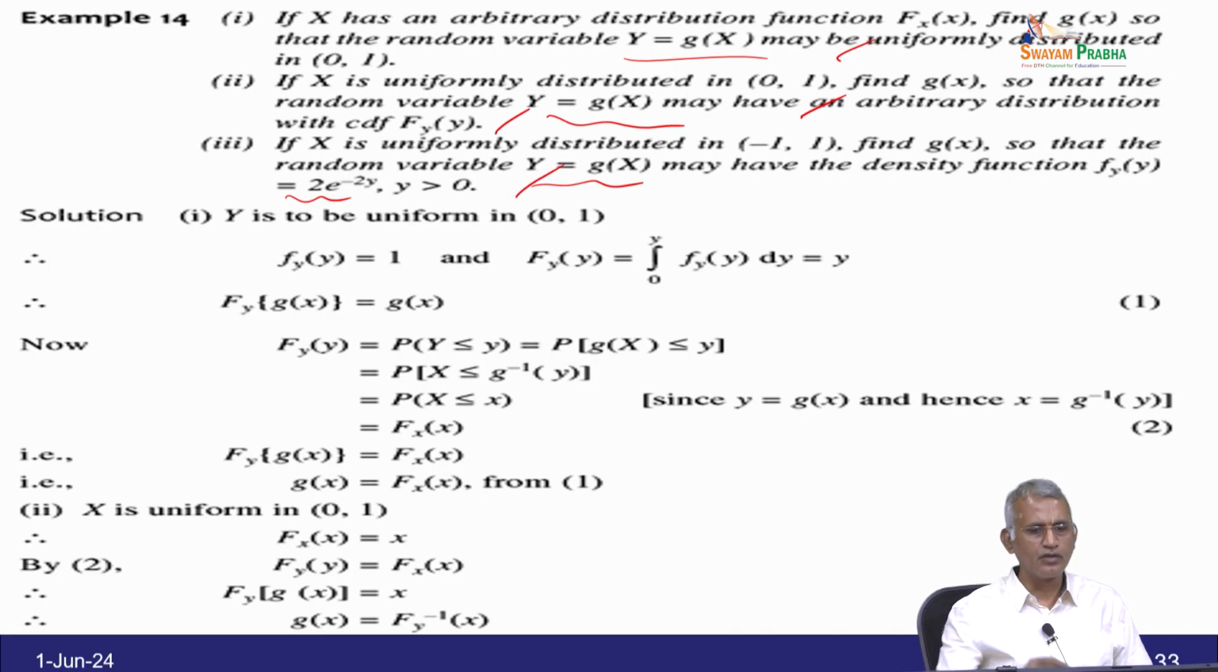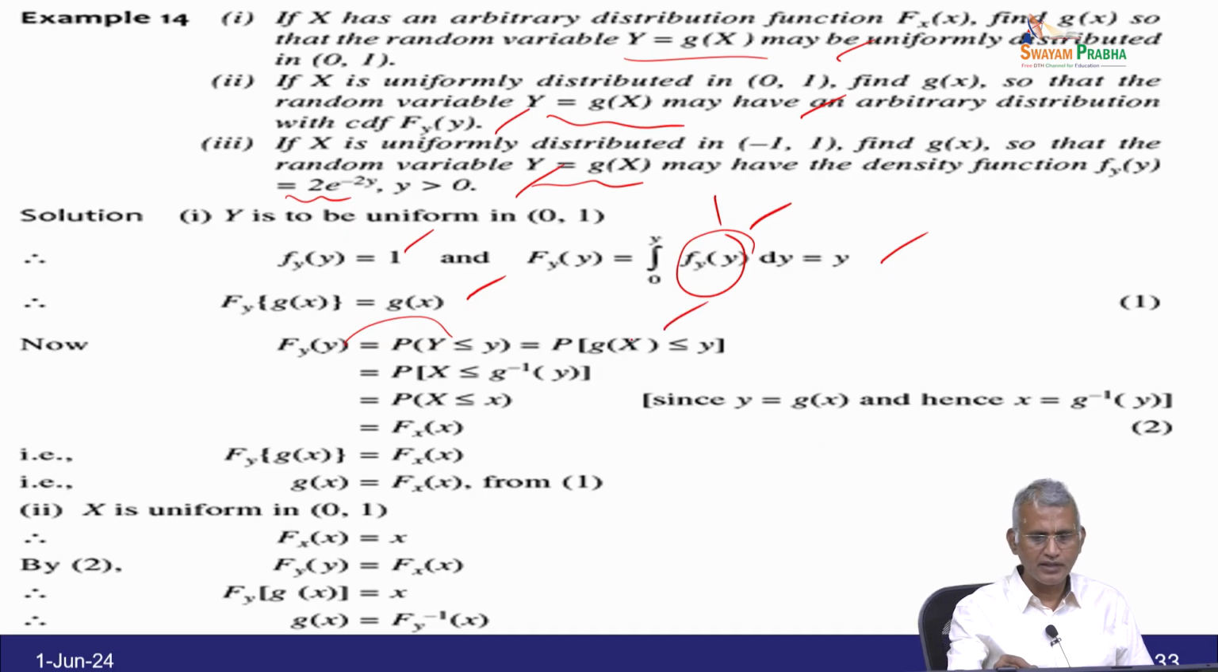then f_Y(y) = 1, and F_Y(y) = integral from 0 to y of f_Y(y) dy. Because it is 1, therefore 1 into integral dy is y, upper limit minus lower limit, we have y. So, F_Y(g(x)) = g(x), and F_Y(y) is nothing but probability of Y less than or equal to y. So, capital Y = g(X), substitute here, and from this X = g inverse of Y, and g inverse of Y is nothing but X, therefore probability of X less than or equal to x. So, the corresponding notation is F_X(x).